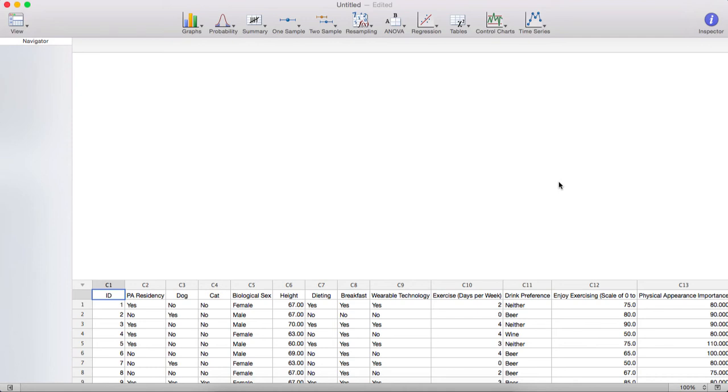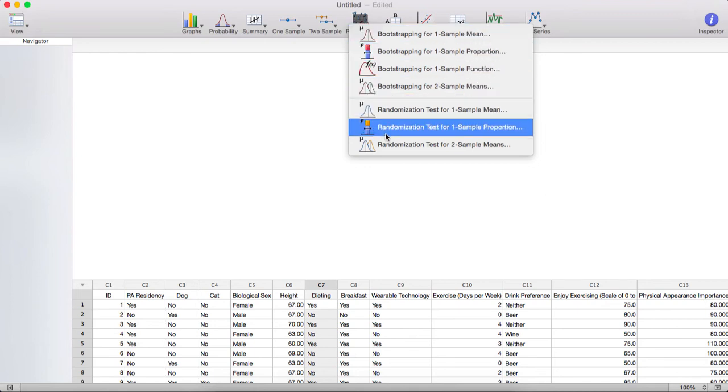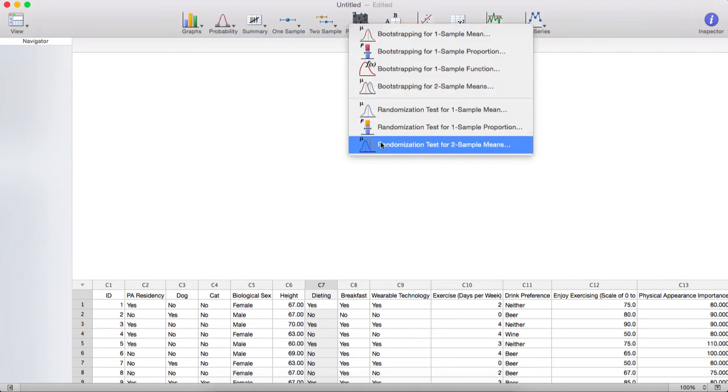This is going to be a really quick example of a randomization test comparing the means of two independent groups. This is an older data set that I have. It's not the one that you're working with, I don't think so, at least. What I'm going to do is compare the heights of people who are and are not dieting. Under resampling, it's a randomization test for two sample means.